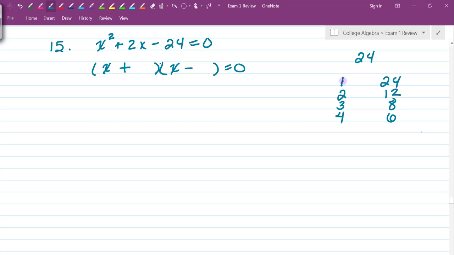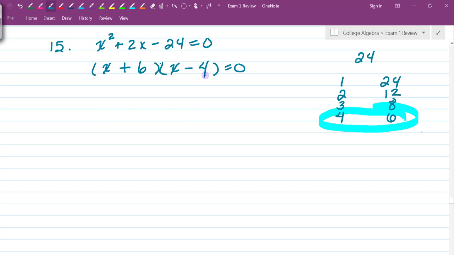24 minus 1 is 23. That does not equal 2. 12 minus 2 is equal to 10. Nope. 8 minus 3 is 5. That does not equal 2. Then we have 6 minus 4. That does equal 2. So we know that our factors for this problem are going to be the 6 and the 4, where 6 is positive and 4 is negative.